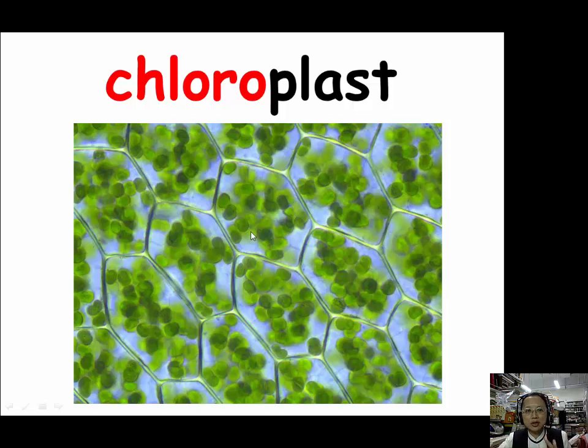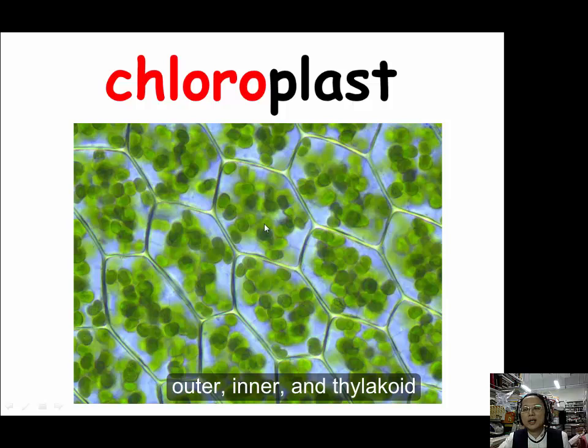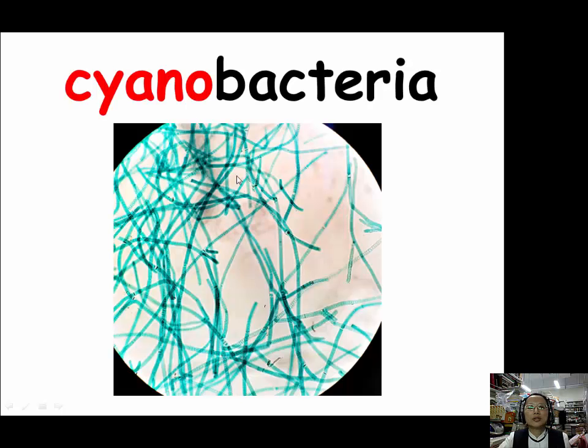Chloroplast has 3 layers of membranes: outer membrane, inner membrane, and the thylakoid membrane. For color blue, we have 1 prefix: cyano, C-Y-A-N-O. Let's look at the example. Cyanobacteria. This is cyanobacteria under a microscope.